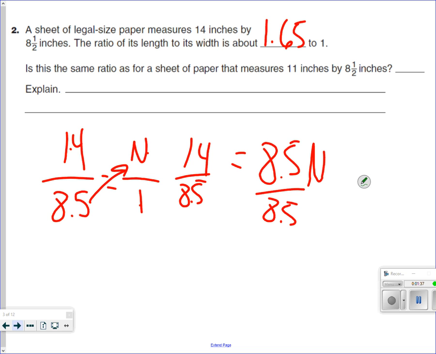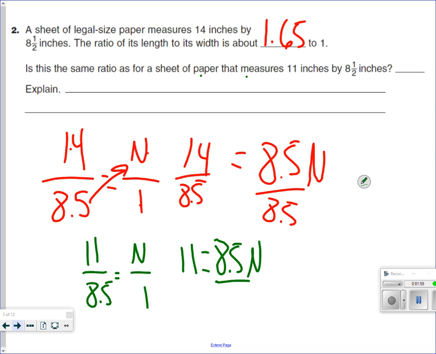Same thing goes for the next problem. It says, is this the same ratio as for a sheet of paper that measures 11 inches by 8.5 inches? Well, 11 by 8.5 would look like this, equals n over 1. If we cross multiply, we have 11 equals 8.5n. I have to divide by 8.5, 11 divided by 8.5 equals 1.3. So the answer is no, because these numbers are not the same. Moving on to the next problem.